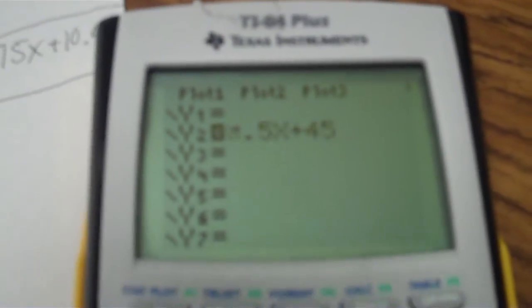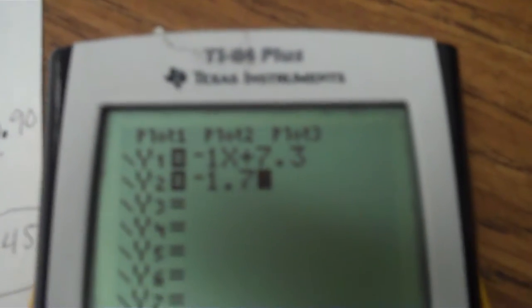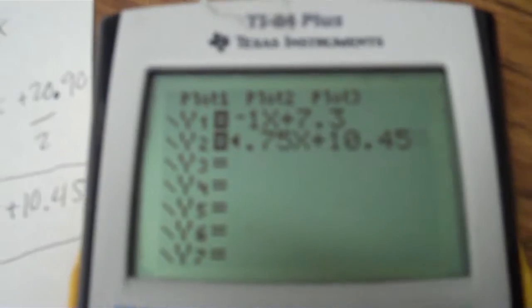That's solving for y. Okay, we go to y equals. I'm going to clear out the stuff that we just did. And we're going to go ahead and put this in. So I have negative 1x plus 7.3. And the other one I have negative 1.75x plus 10.45. Make sure these are negatives, not minus, because that's really going to mess you up. Then we go to graph.